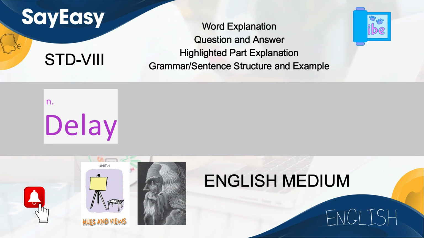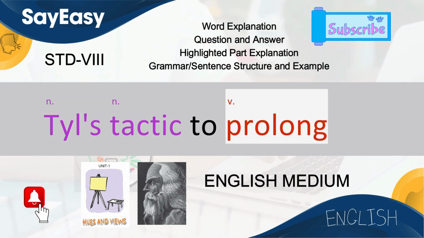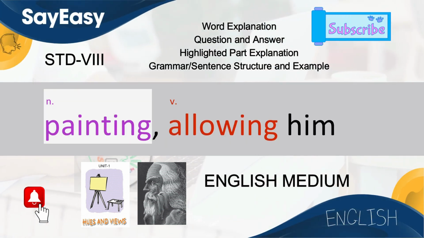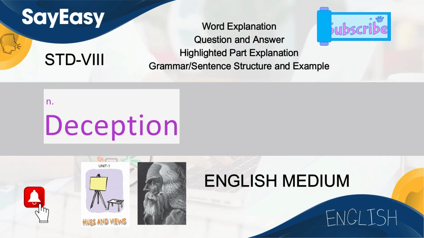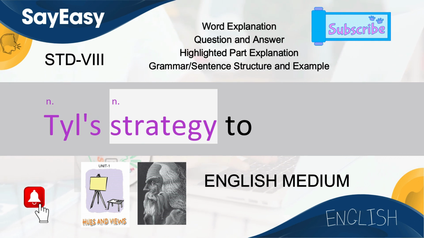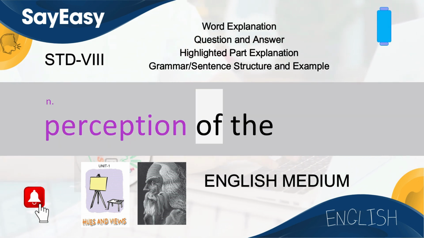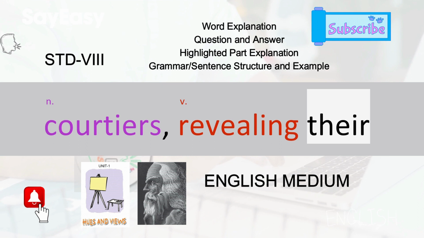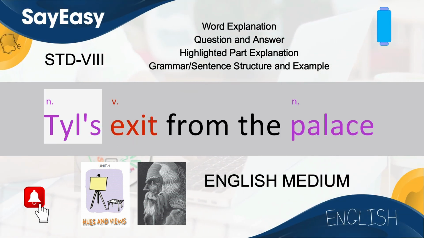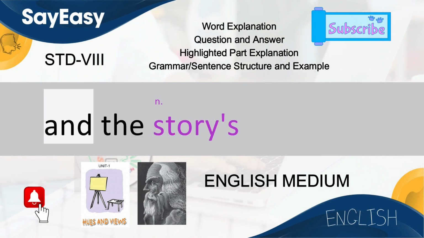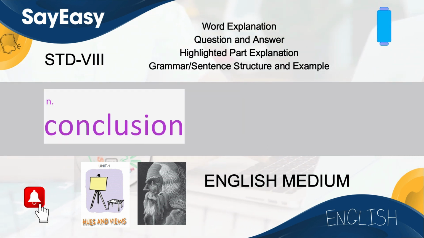Delay. Tivael's tactic to prolong completion of the painting, allowing him time to escape. Deception. Tivael's strategy to manipulate the perception of the courtiers, revealing their true nature. Departure. Tivael's exit from the palace and the story's conclusion.